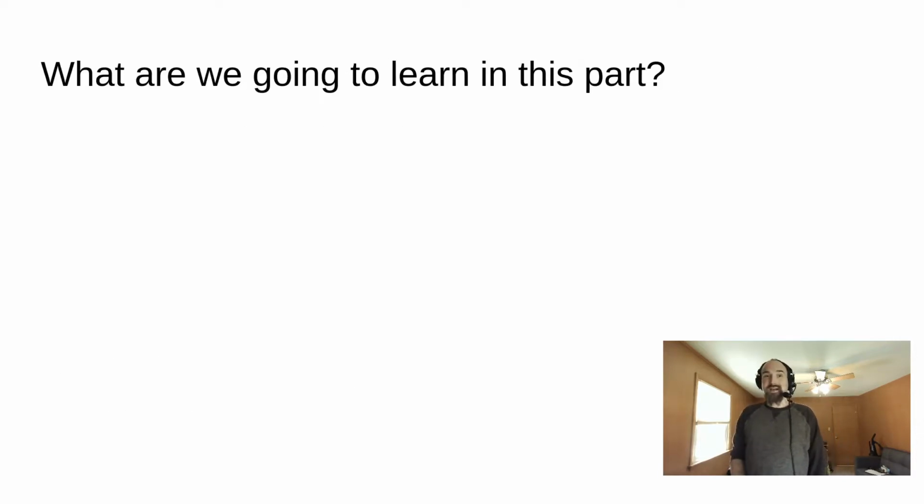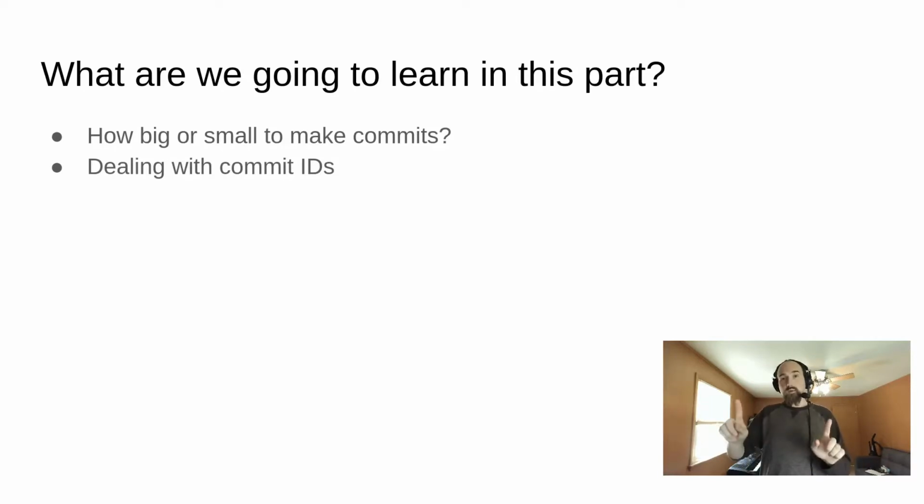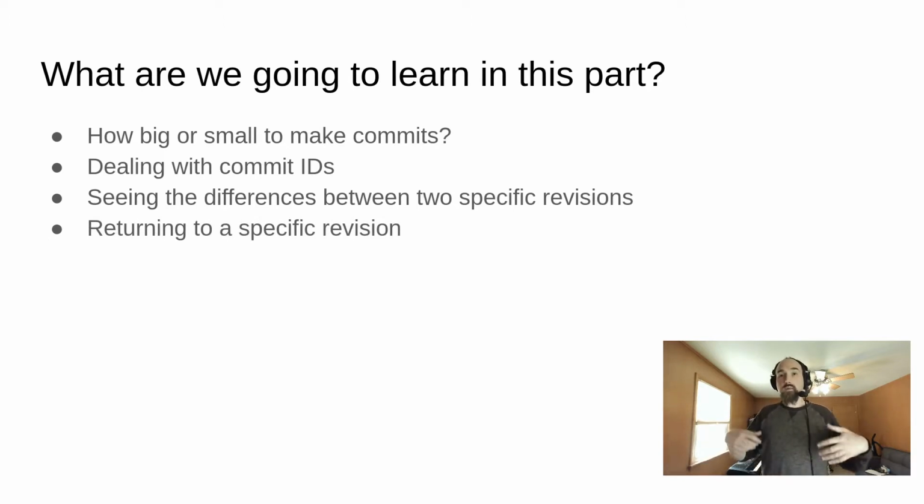So what are we going to learn this time? Well, we're going to discuss a little bit about whether to make big or small commits, like how big to make your commits, and a little bit about how to deal with commit IDs. Those were those crazy hashes from the last part that identify each commit uniquely. We're going to learn how to see the differences between two specific revisions in the history of your project, and how to actually return to a specific revision. So if you wanted to actually run the game at an earlier revision.